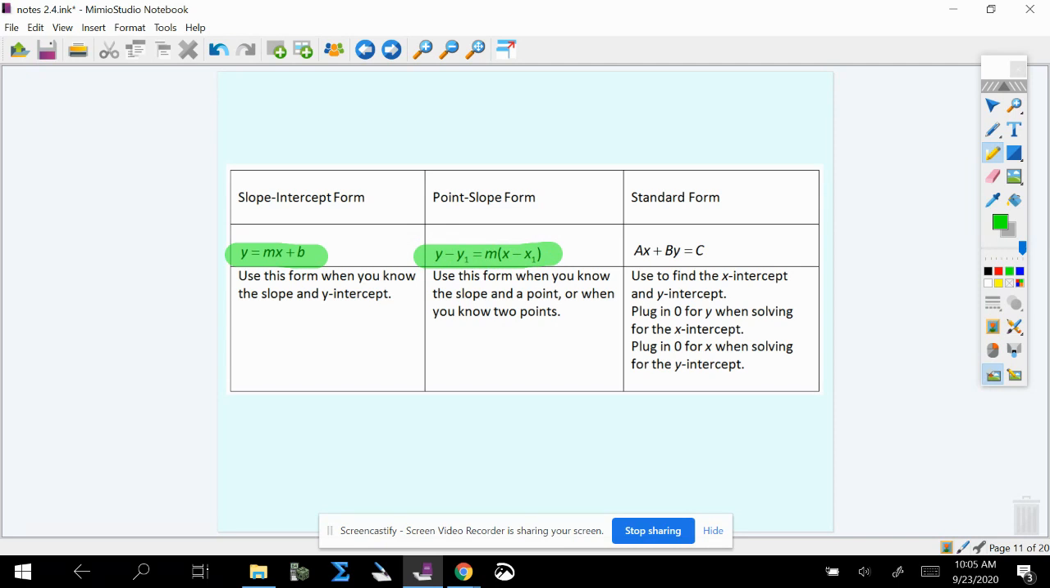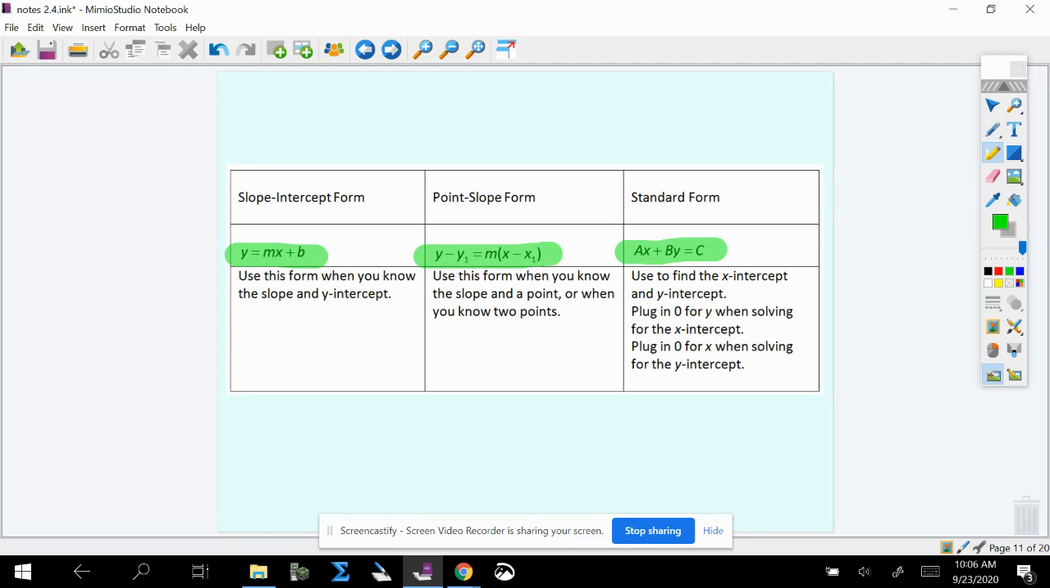So not the y-intercept, but maybe you have a random point like 2, 5, something like that. And then finally, standard form, the one we're talking about today. Standard form isn't great when it comes to talking about slope, but what's great about standard form is it allows you to very quickly find where it crosses the x-axis and the y-axis.